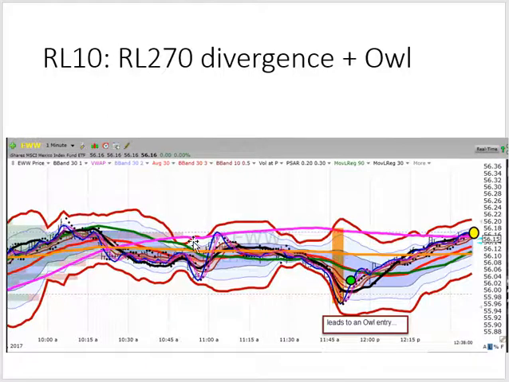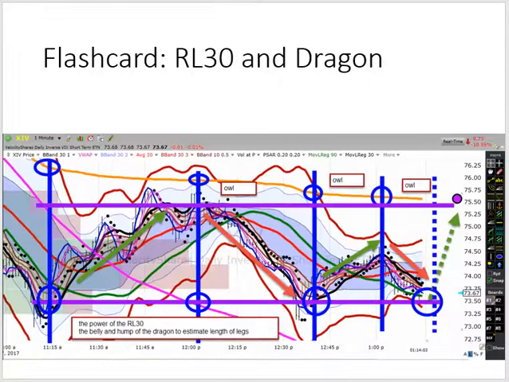This one shows an RL10, RL270 divergence that leads into an owl entry and a nice trade. So we have a pinch, we have a breakdown, we have a measured distance from the RL270 to the RL10, the largest one of the day. That leads us into an owl entry, managed with a Z2 stop, and then we get a nice return right back to the RL270 right by the numbers.